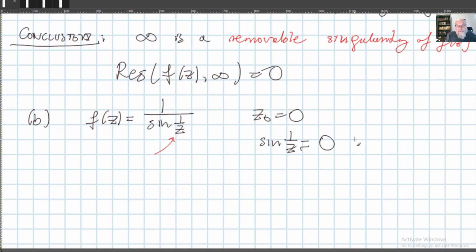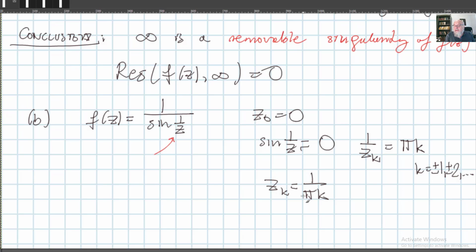There will be all poles, because as you remember, if you have an analytic function in the denominator, a 0 of the denominator is always a pole. So what does it mean? That means 1 over zk is equal to pi k, where k has to be plus minus 1, plus minus 2, and so on. 0 is excluded. Why? You cannot divide by 0, right? Because zk in such a case is equal to 1 over pi k, and k equals 0 is excluded.